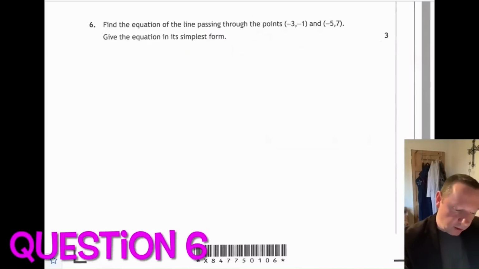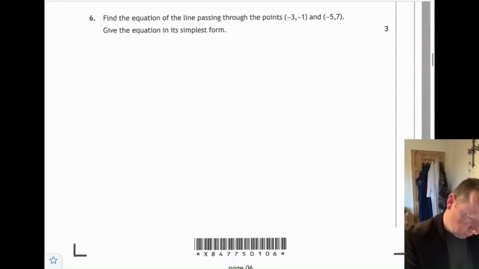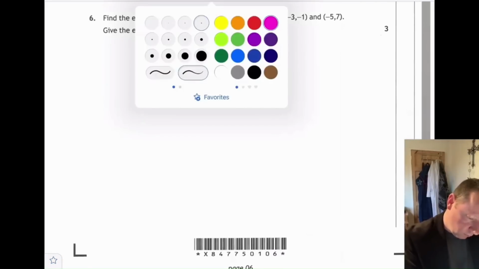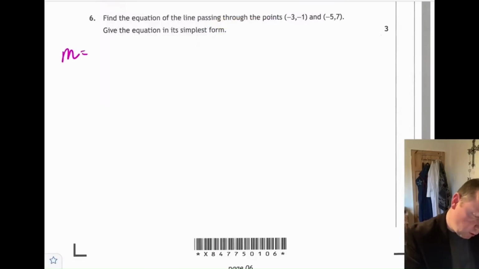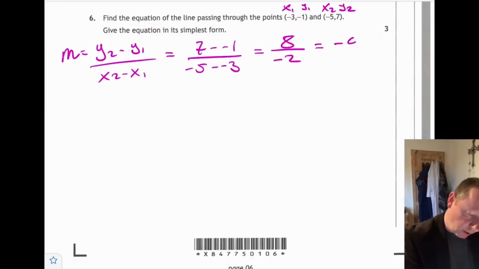Find the equation of a line passing through those points and give it in simplest form. So we need the gradient first. So gradient is y2 minus y1 over x2 minus x1. So that's x1, y1, that's x2, y2. So that gives me 7 minus minus 1 on the top, and minus 5 minus minus 3. That gives me 8. Minus 5 add 3 is minus 2. That gives me minus 4.